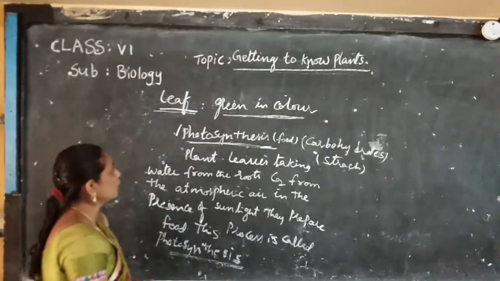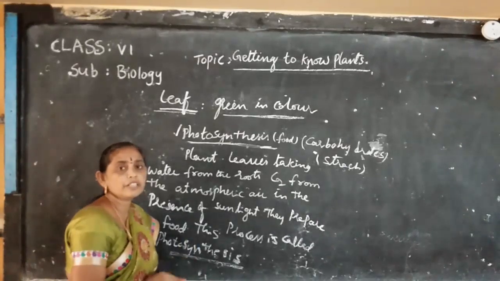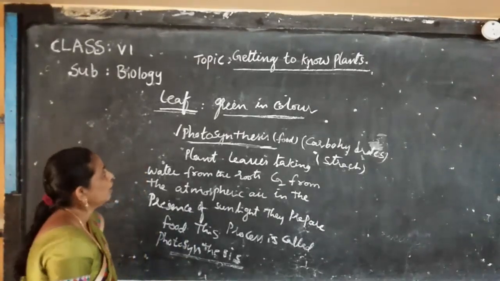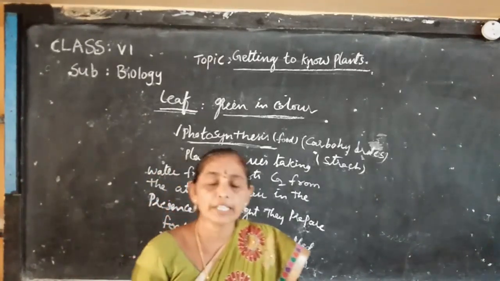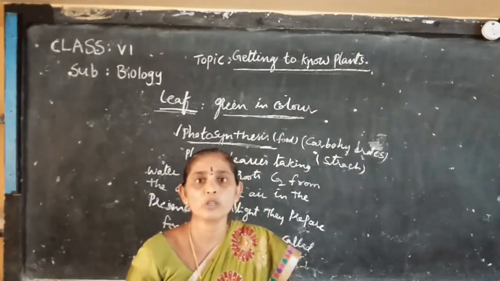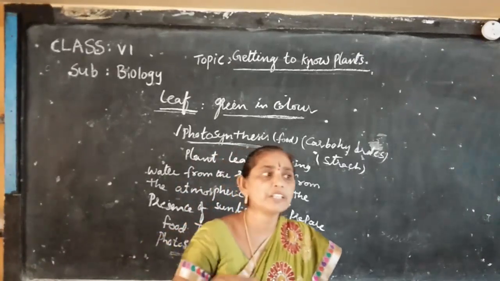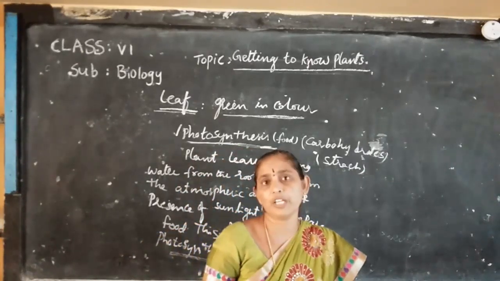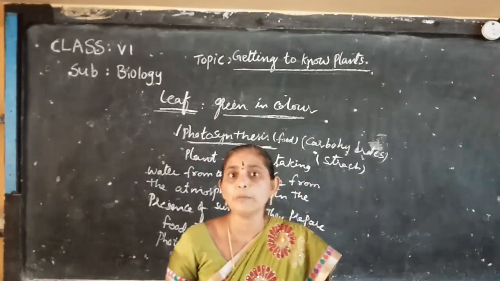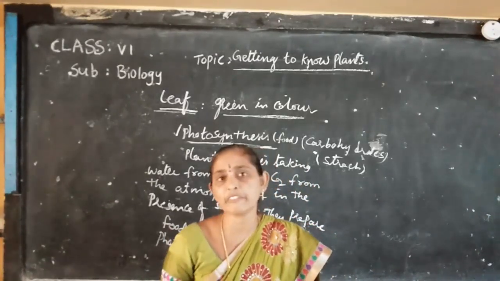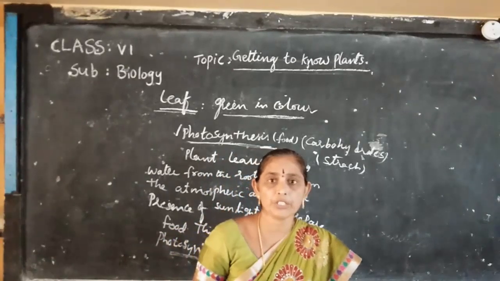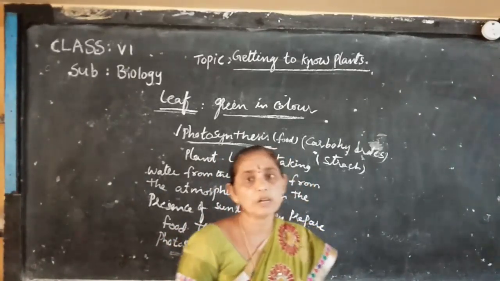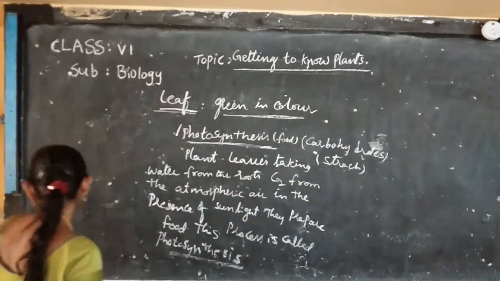Next, another one is venation. Not all plants have the same type of venation. Different plants have different types of venation. For example, beans have reticulate venation, and maize has parallel venation. Okay, we will discuss that venation.